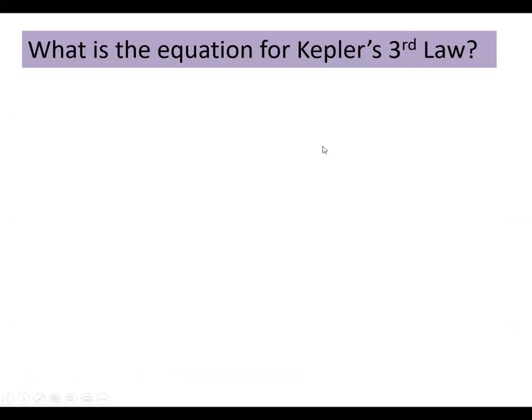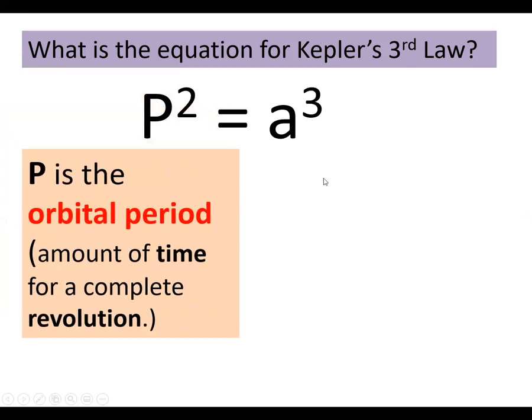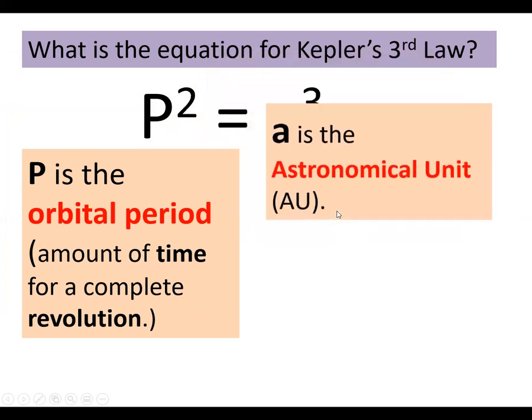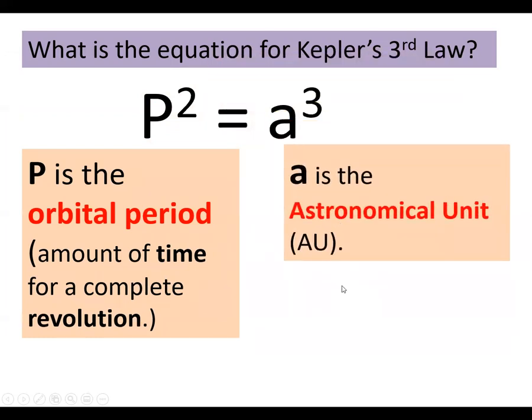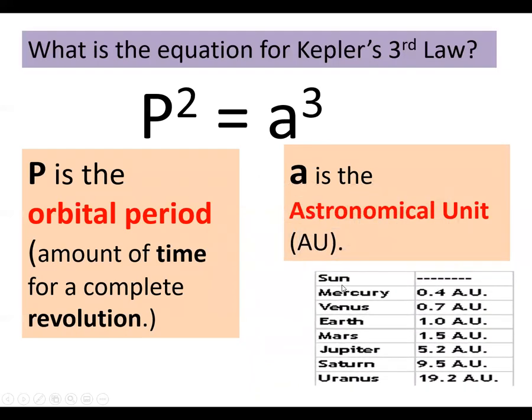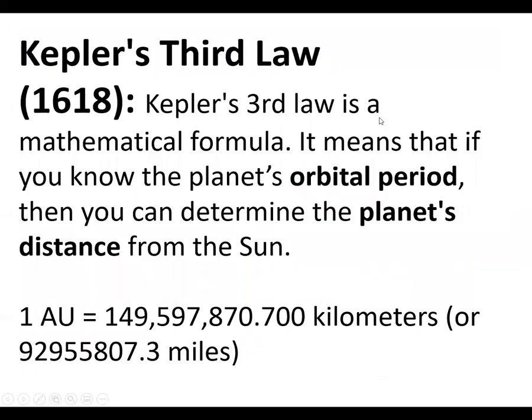Let's now go to the third law of Kepler's planetary motion. What is Kepler's third law? There is an equation for Kepler's third law, and it is p squared is equal to a cubed. P is the orbital period, while a is the astronomical unit. Kepler's third law is a mathematical formula. It is a combination of the first and the second law. It means that if you know the planet's orbital period, then you can determine the planet's distance from the sun in astronomical unit.